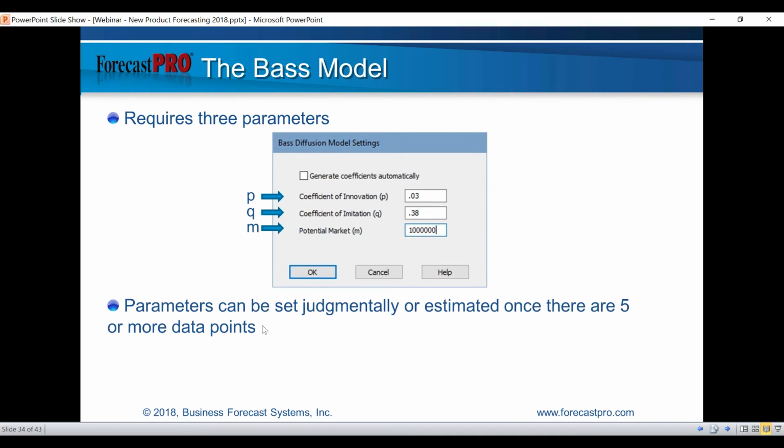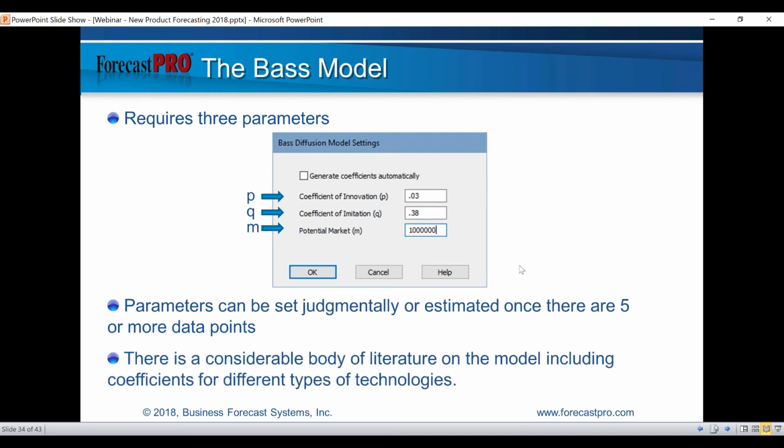You can do that judgmentally. Or if it's already been launched and you've got at least 5 data points, it can be estimated from the product. So the BAS model has a considerable body of literature. There's a lot of publications and articles about it, mostly in the marketing literature. And they include things like P's and Q's for different types of technologies.